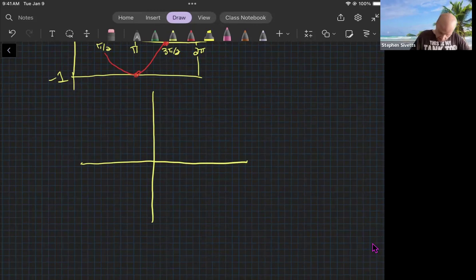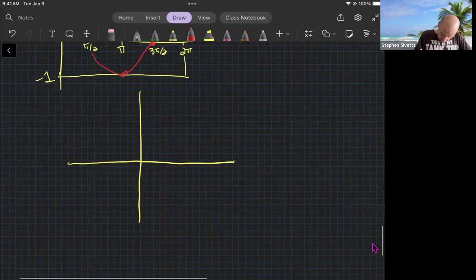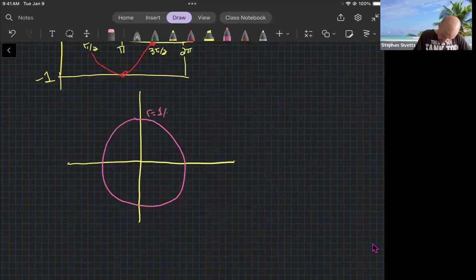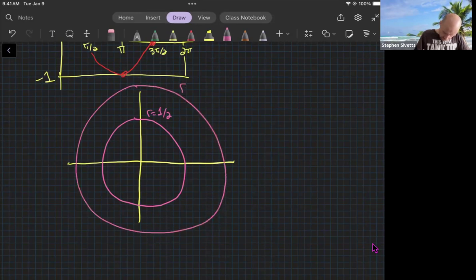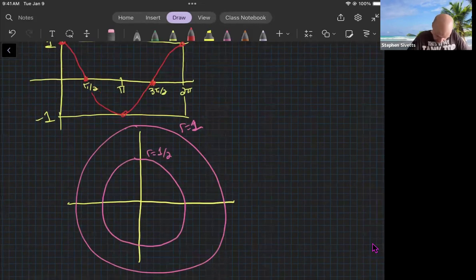Okay, we'll have the circle r equals 1/2 here. And then draw on another circle, r equals 1. The amplitude is 1 for cosine theta, right?